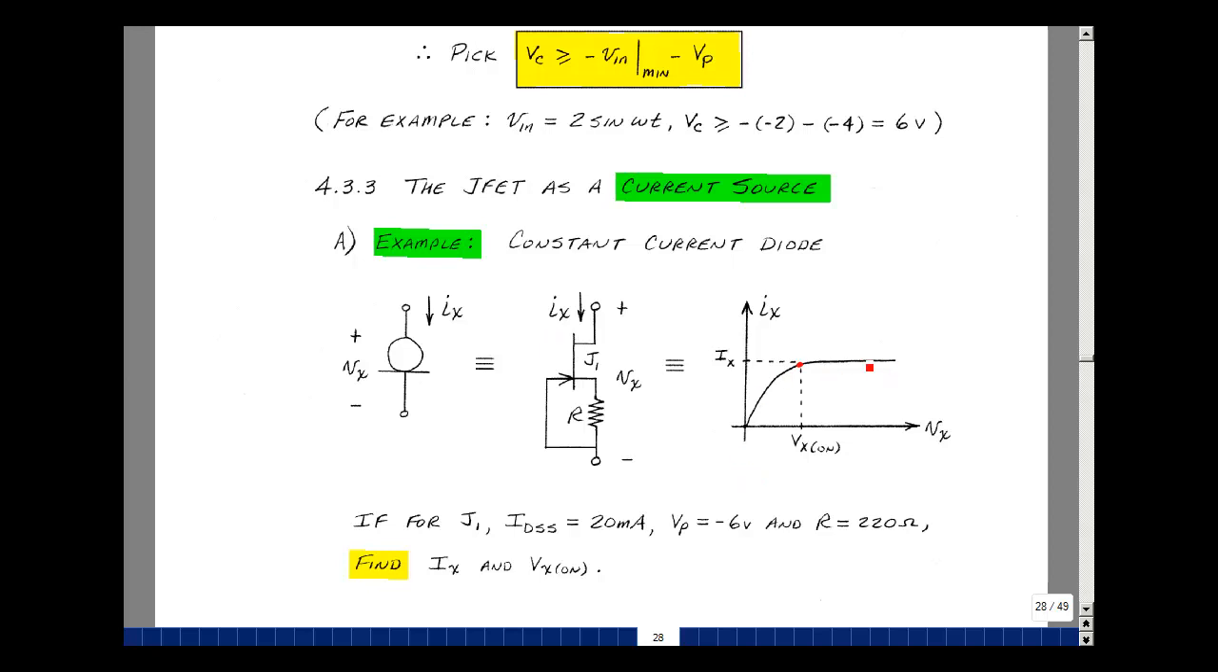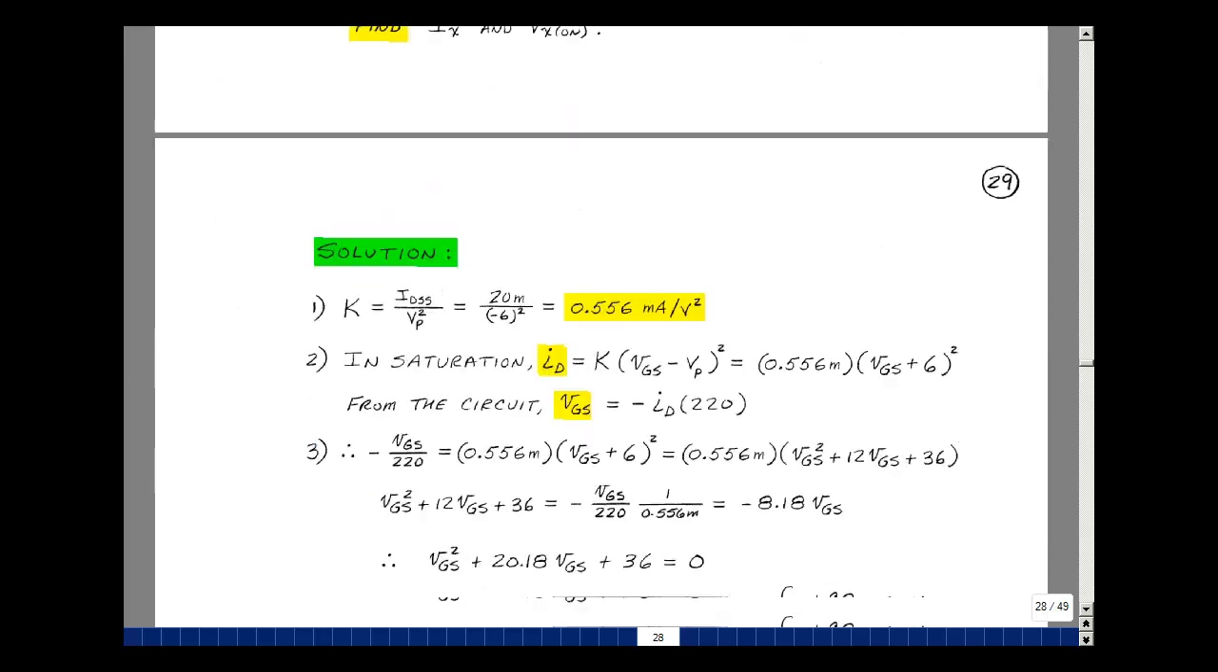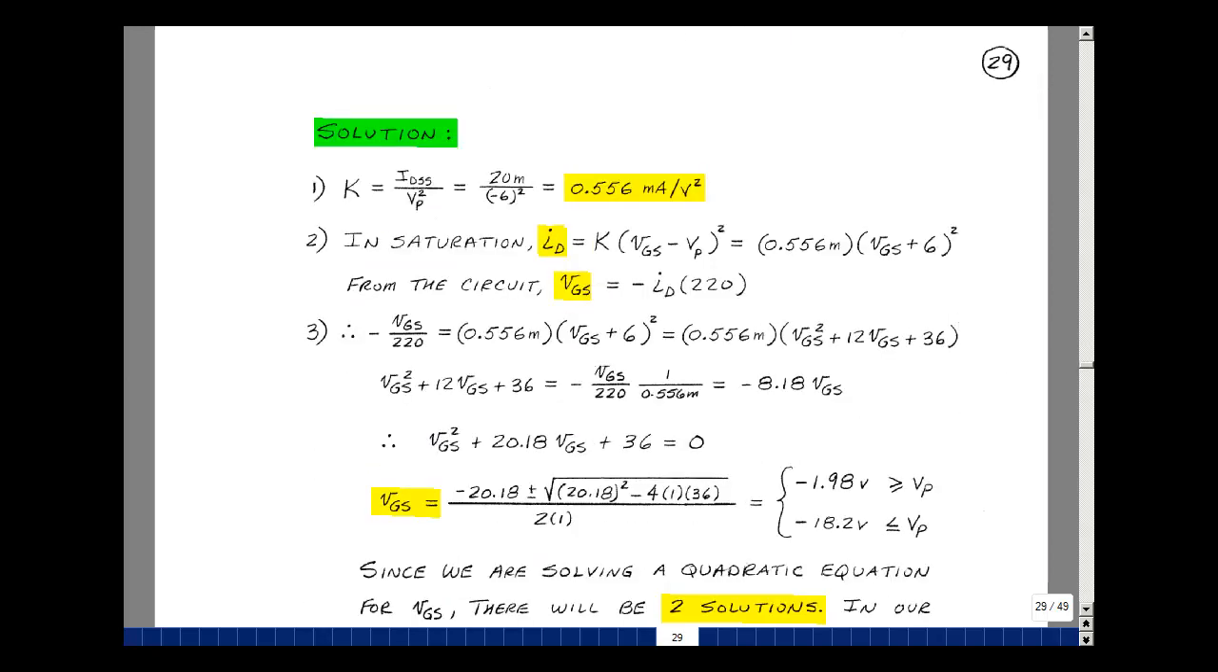I'd like to solve for what is I sub x and V sub x if we had a JFET where IDSS was 20 milliamps, the pinch-off was minus 6, and we use a 220 ohm resistor. To solve any equation in the ohmic or saturation region, we're going to need to know the value of K, which is IDSS over the pinch-off squared. IDSS for this particular transistor was 20 milliamps, and the pinch-off was minus 6, and that turns out to be 0.556 milliamps per volt squared.